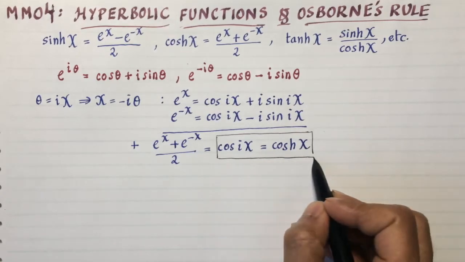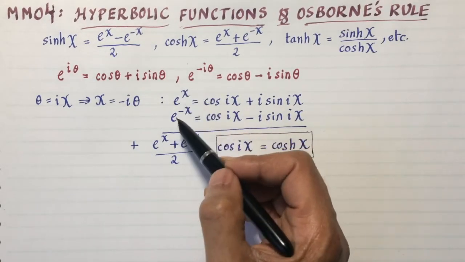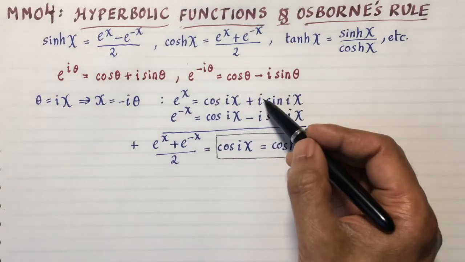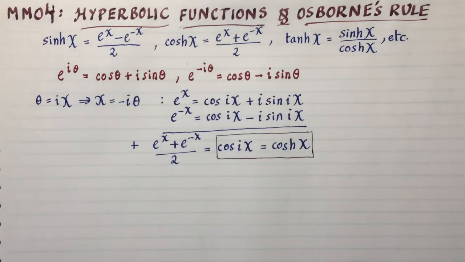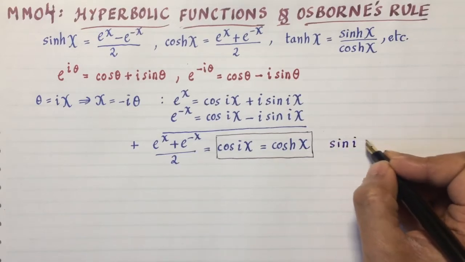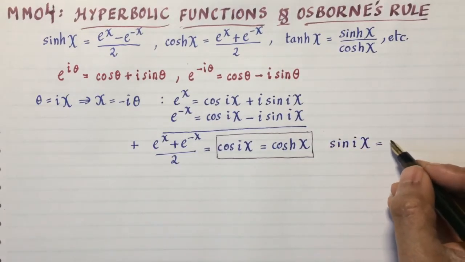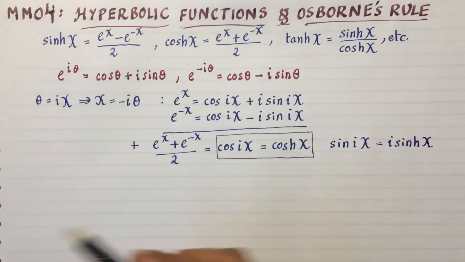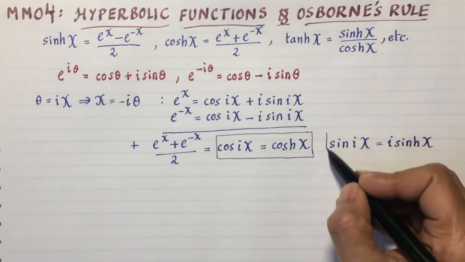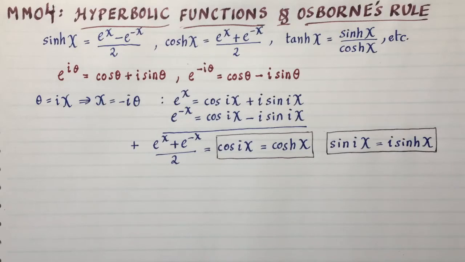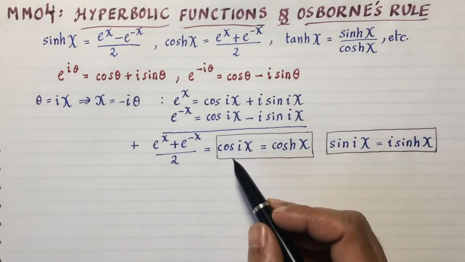In exactly the same fashion, instead of adding these, if I subtract them, these two terms will cancel out and these two terms will add, and there'll also be an i left over. So the corresponding result for sine is sine i chi is going to be i times the hyperbolic sine. What these results do is show that in some fashion the trigonometric functions and the hyperbolic functions are actually connected if you are willing to expand your range to the imaginary axis.